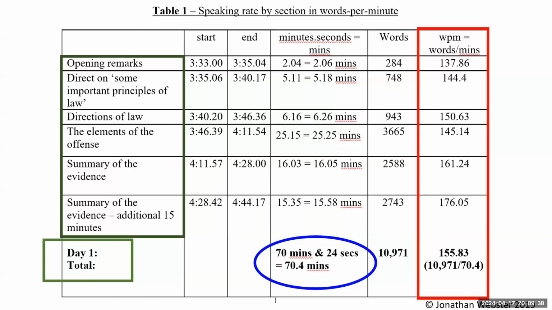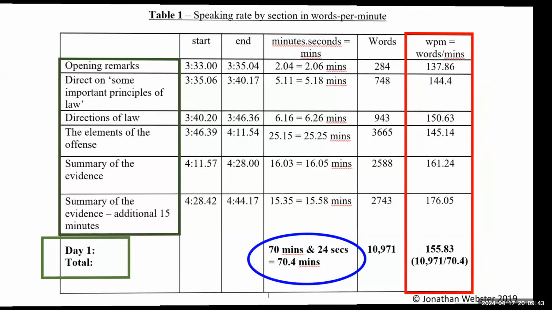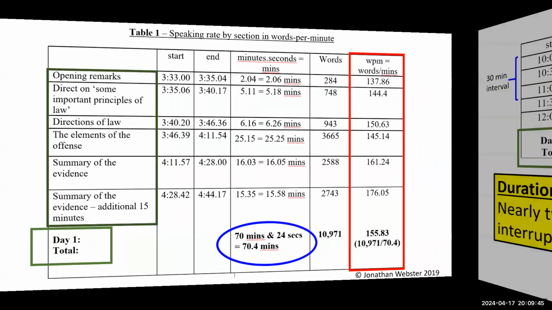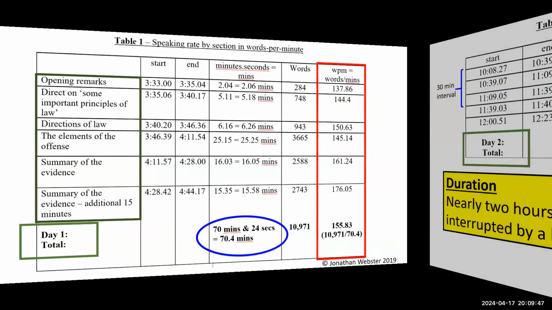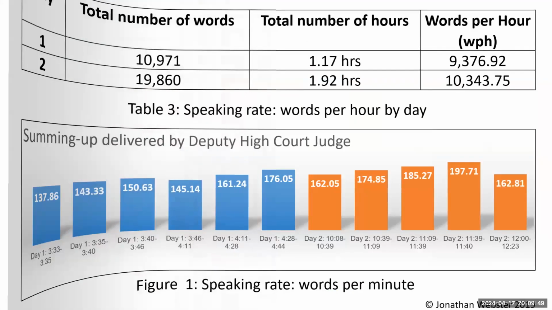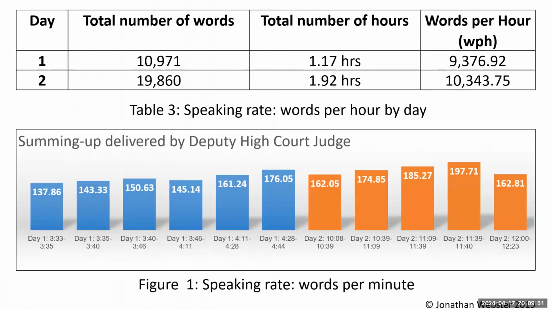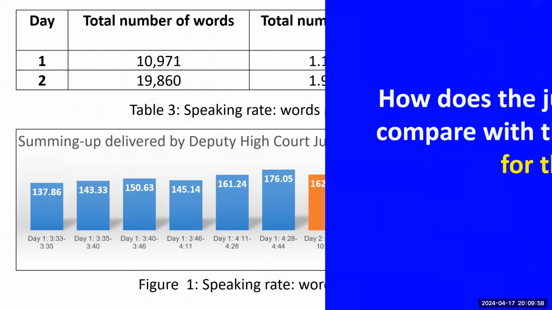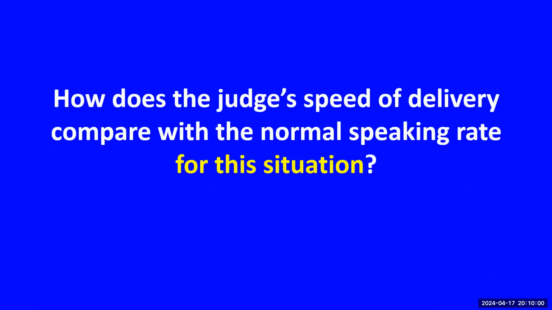I looked at and counted the words per minute. But the real question was not just to look at the speed, which gradually we noticed got faster and faster, but asking this question: how does the judge's speed of delivery compare with a normal speaking rate for this situation?